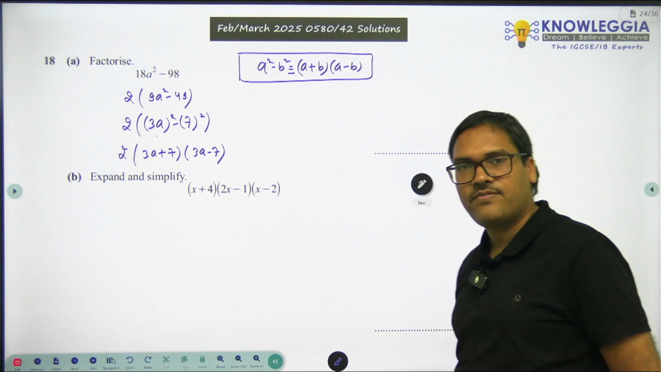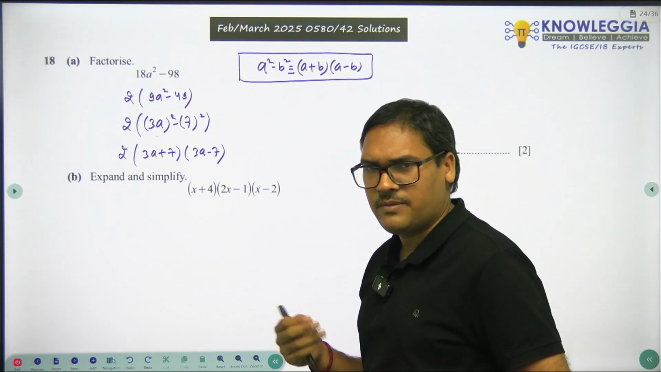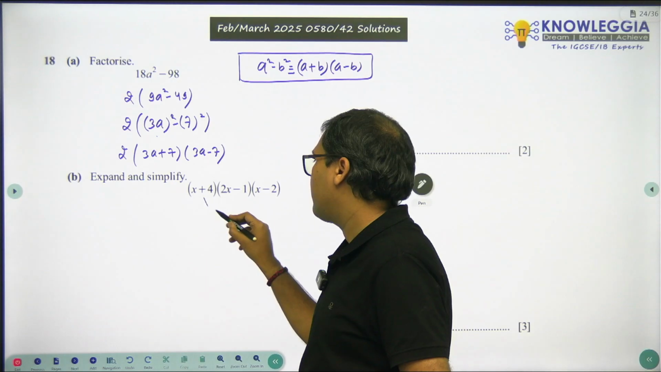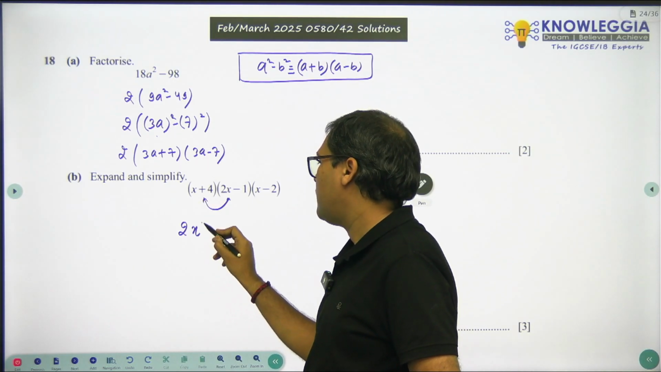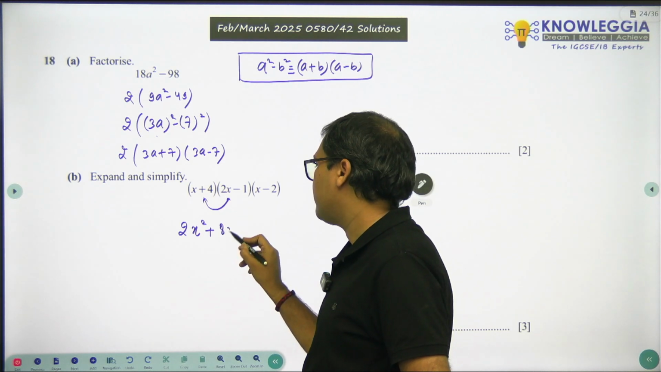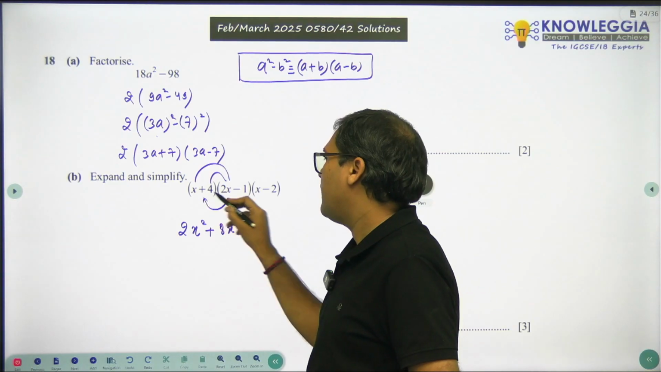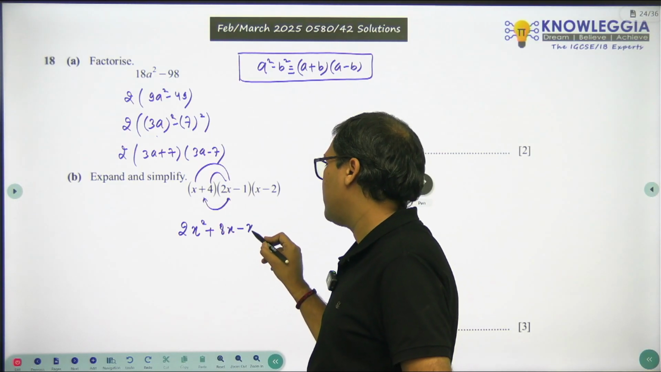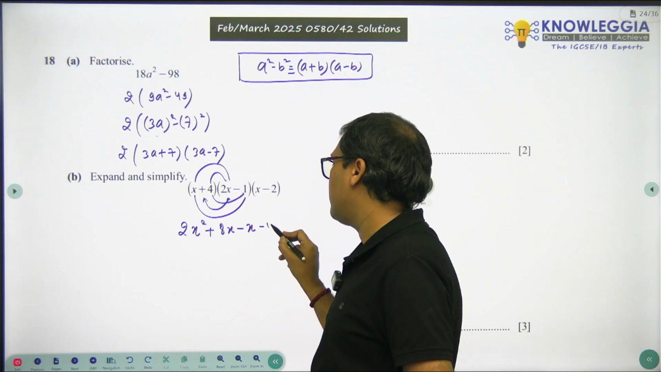So this is how we can easily factorize this. Expand and simplify. So just multiply the brackets. Let's say if you start multiplying these two, x into 2x is 2x square, 4 into 2x is plus 8x. Now x multiplied with minus 1, so this is minus x. 4 multiplied with minus 1 is minus 4.